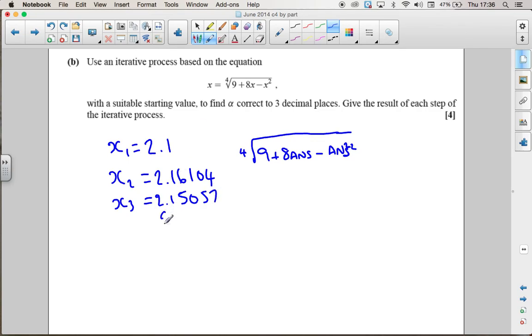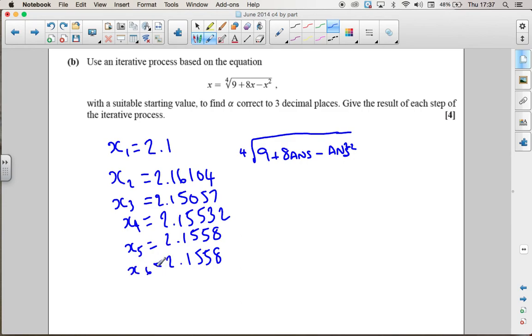Press equals again, I get 2.15532. Press equals again, 2.1558. And press it again, 2.1558 again. So that seems to have settled down now. So I've got my x4 value, x5 and x6. I've shown all my steps, and you can see that x correct to 3 decimal places is going to be 2.156.